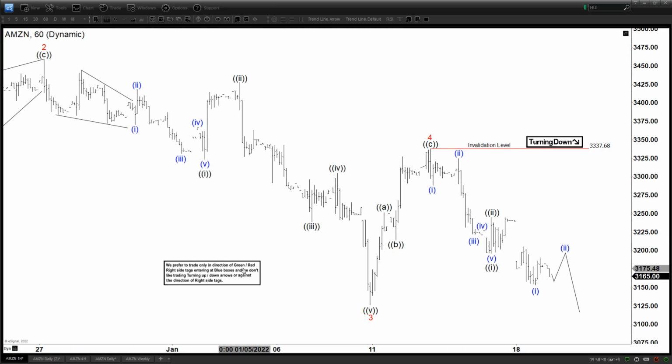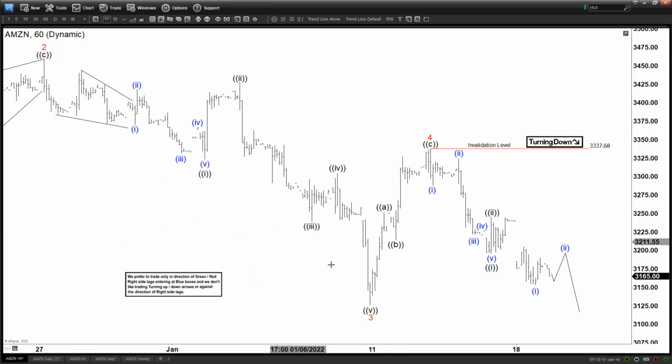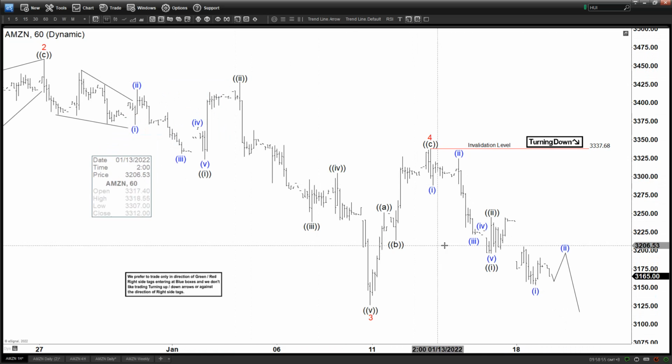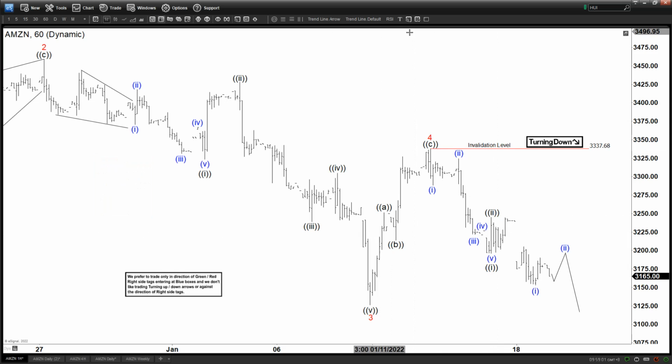For today we're going to be looking at the chart of Amazon. This is a 60 minute chart. We can see right here we are currently within this wave 5 in the minor degree on the downside, and within this wave 5 we subdivide into 5 waves. This is your wave 1, this is the wave 2, and now we're looking for a wave 3 or 5 to the downside.